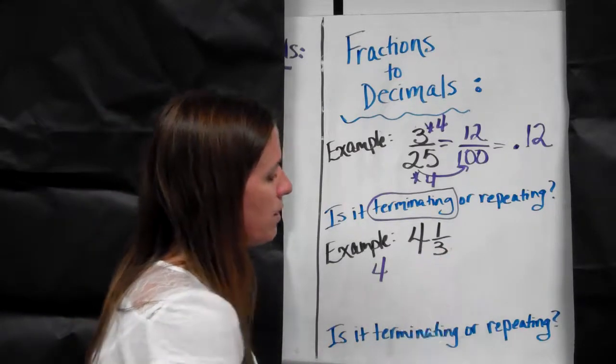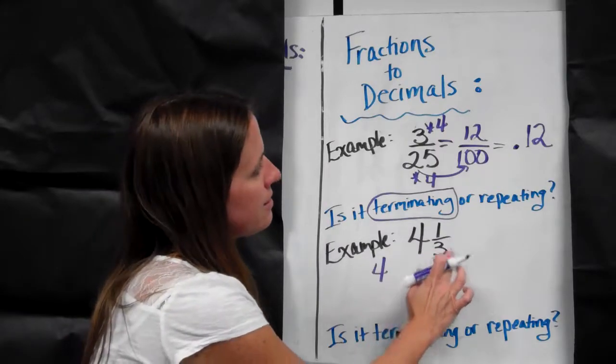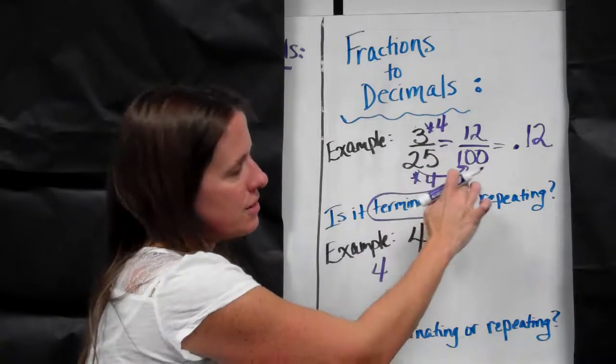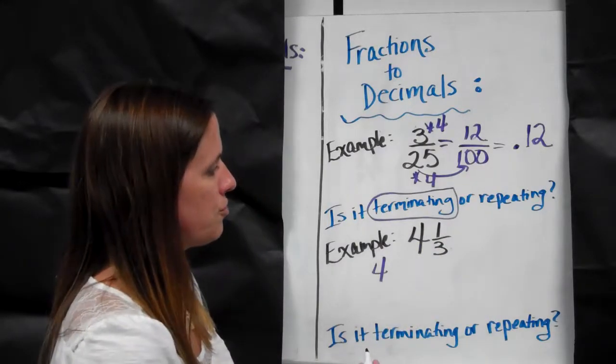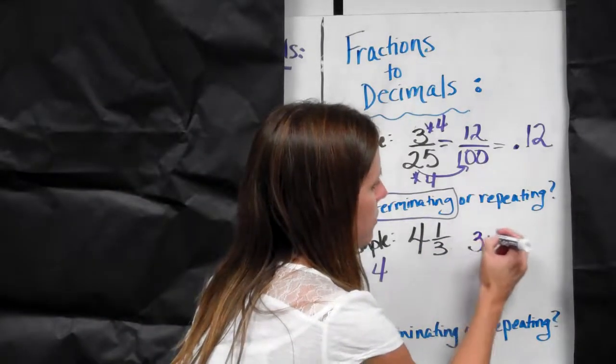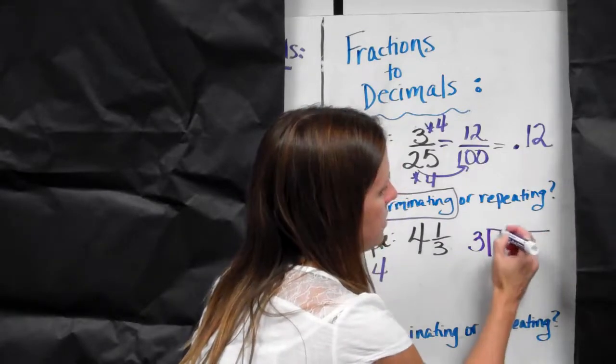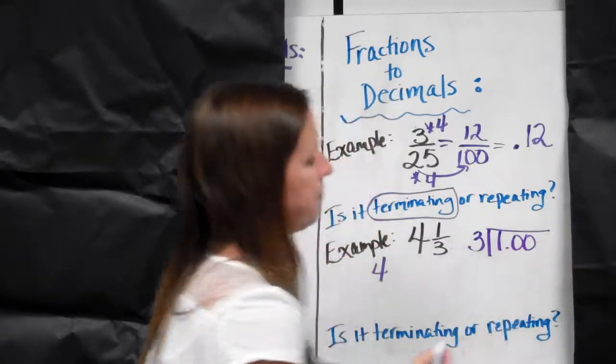So we're looking at 1/3. 3 doesn't go into 100 like 25 did, so I'm not going to be able to do a quick fix on this one. I'm going to have to do the division. So I'll set up my long division, putting the denominator on the outside and the numerator on the inside.